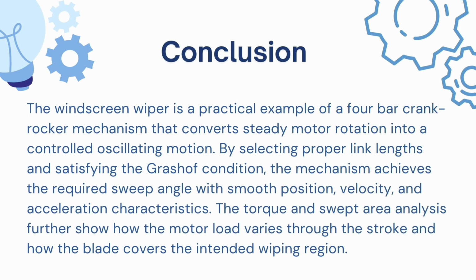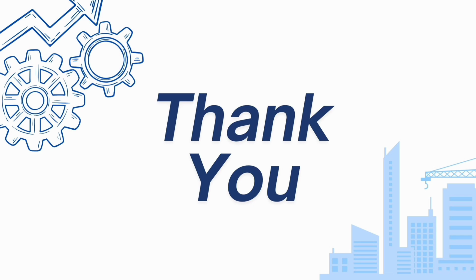Concluding, the windscreen wiper is a simple 4-bar crank rocker mechanism. A steady motor rotation is converted into a smooth back and forth sweep by choosing the right link lengths and meeting the Grashof condition. Torque and sweep analysis show how the load changes through the stroke and how the blade efficiently clears the required area.